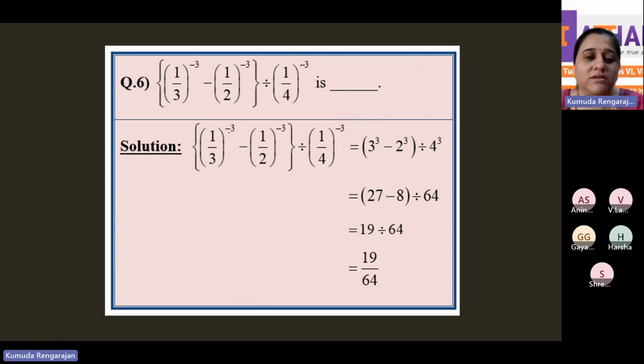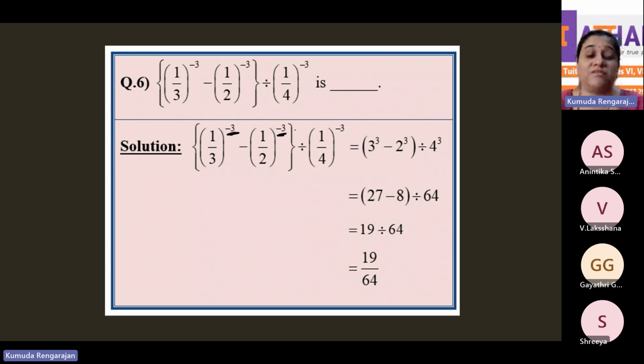So children, here the power is negative, so we cannot simplify. Now when the connecting sign is plus or minus, you will have to convert the question to fourth standard addition and subtraction of fractions. We don't have many laws of exponents supporting such situations. Most of the laws of exponents support multiplication and division, not addition and subtraction. So what do we do in such situations? If the power is negative, you cannot simplify that.